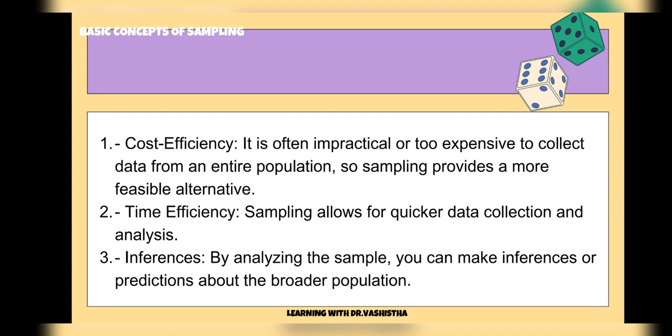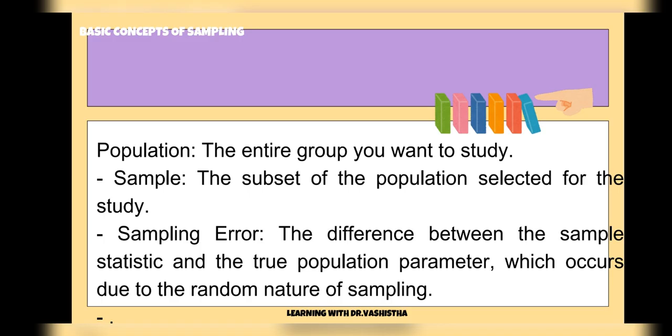Then inferences also can be drawn out of that sample, and so we can understand or even predict the further nature or the characteristics of that broader population. So now that we have understood what is sampling, what are the types, and what is the reason and the importance, now let's quickly go through the key elements.